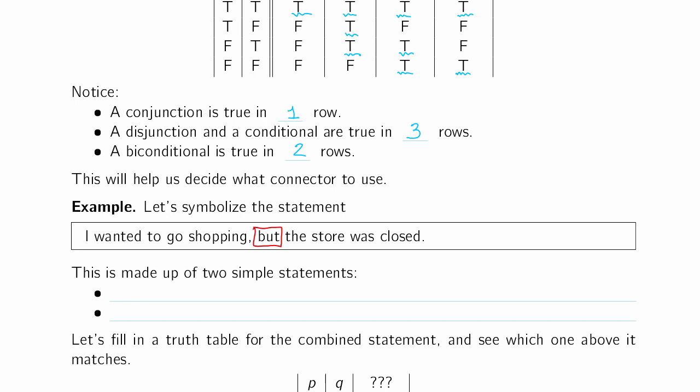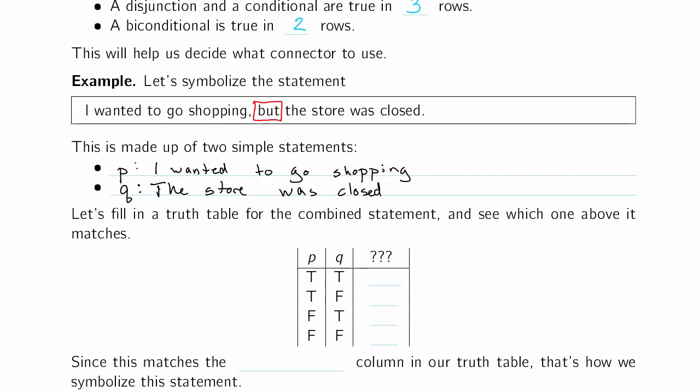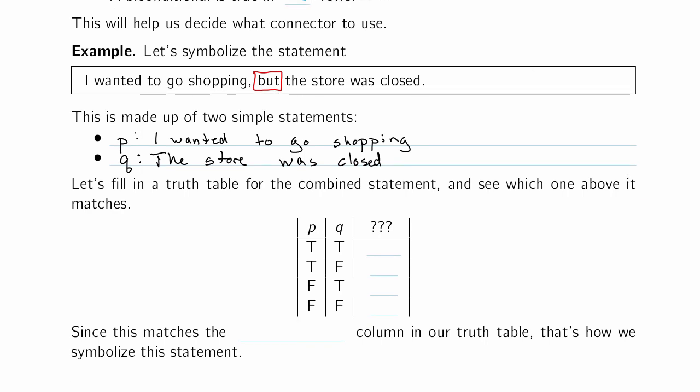We have two simple statements here. I wanted to go shopping. We could call that P. And our second simple statement is the store was closed. We can call that Q. So, thinking about the truth values of P and Q, what combination of truth values of P and Q will make that compound statement true? So suppose I really did want to go shopping, so P is true, and the store really was closed. Q is true.